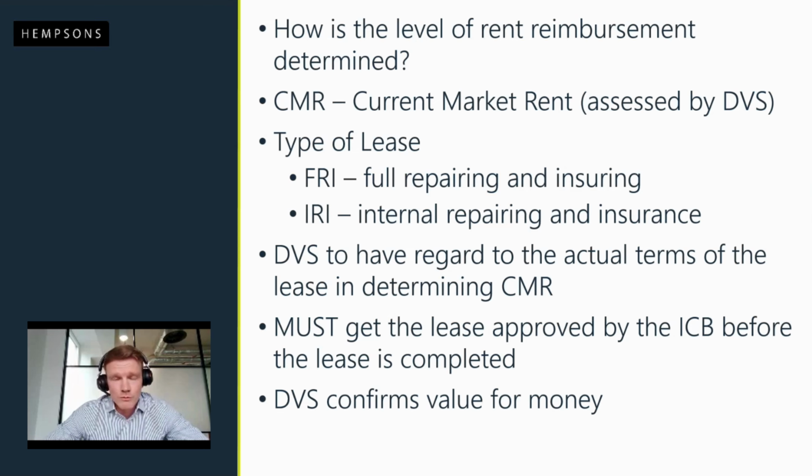Again, the important point throughout this presentation really is to get the lease approved first by the ICB, who, as I say, are advised by the district valuer. Once that's approved, the confirmation is that the DV views that lease as value for money from the system's point of view, the NHS point of view. And that just ensures that the rent will be reimbursed at the appropriate level, so you avoid the risk of having a shortfall between the rent payable to your landlord and the rent reimbursed to you by the ICB. So I hope that's clear enough.